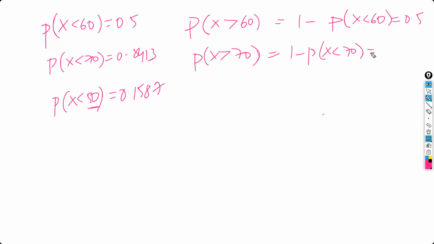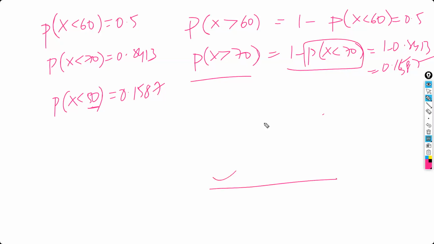Which is 1 minus 0.84, which is 0.16, or 0.1587 if you take the complete 4 decimals. Is the point clear? If they have given greater than, first we have to calculate less than, after that 1 minus. Whenever they give greater than in the question, you have to calculate 1 minus, because directly we can't get the right side value from the z table.